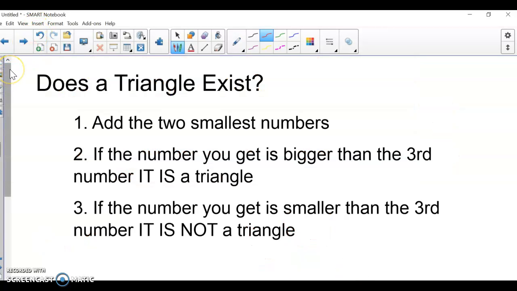Our second part of triangle inequalities is figuring out if a triangle exists. So when you're given a set of numbers, the first thing you're going to do is add the two smallest numbers. Then, if the number you get is bigger than the third number, it is a triangle. If the number you get is smaller than the third number, then it is not a triangle.